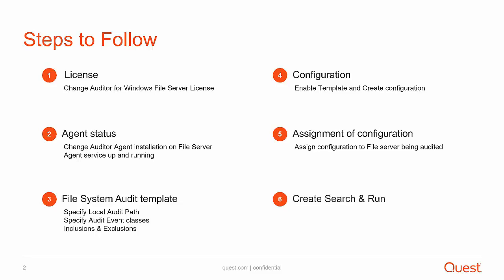Once the configuration is assigned, we should create the search and run the search. In this search, we will define the audit scope, the audit path, and the events that we need to audit. So friends, let's log into my Change Auditor Coordinator server and let me show you practically how to enable file system auditing in our environment.